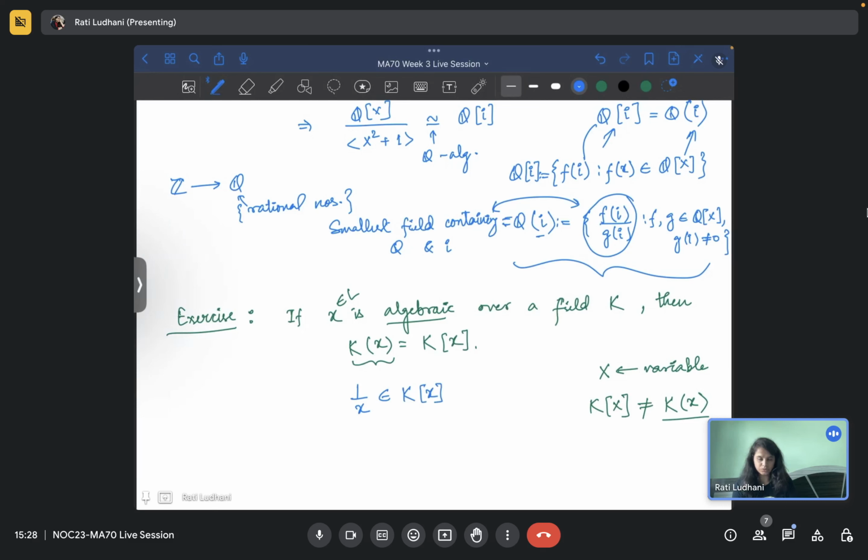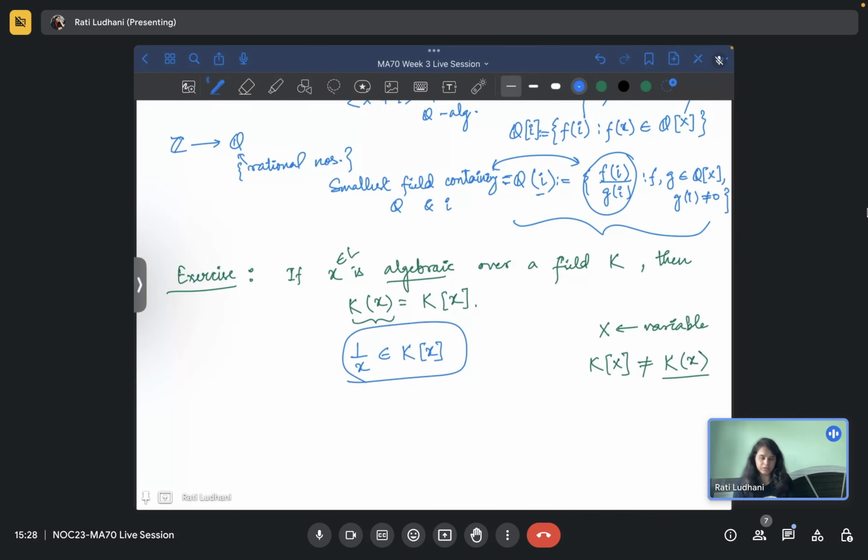Okay. So this is a good exercise to do. Try to do that. If you can prove that, then you can really do this generalization. Yeah, understood. Thank you.